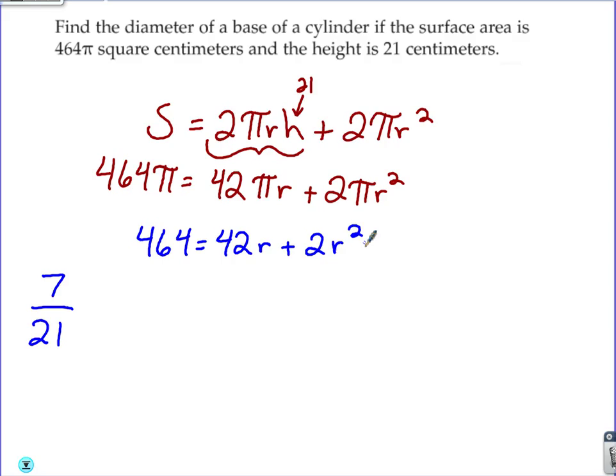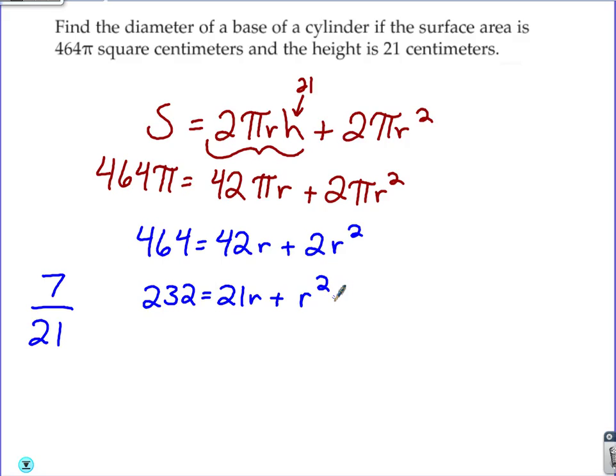Looks a little bit better, right? You know what it looks like to me? It's quadratic. You might not have noticed that to begin with. This is a quadratic equation because you have r squared, you have r, and you have a constant. It'll reduce one more time. Is there anything else common? 2. Dividing by 2, 232 equals 21r plus r squared. It looks a little bit better.